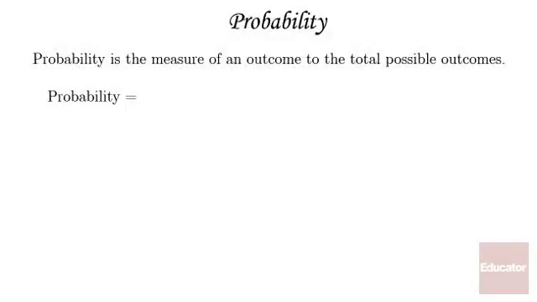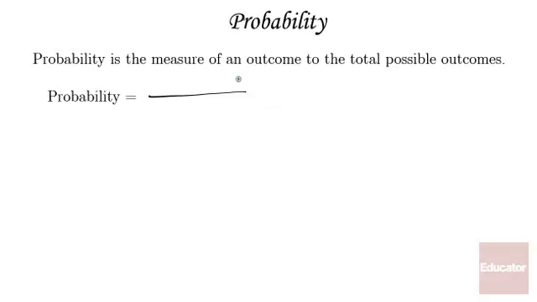Now, probability is the measure of an outcome compared to the total possible number of outcomes. So it's in the form of a fraction. That means we're going to have a top number and a bottom number, a numerator and a denominator.